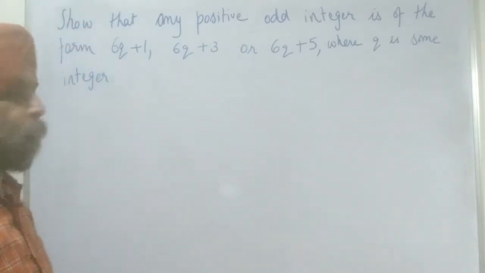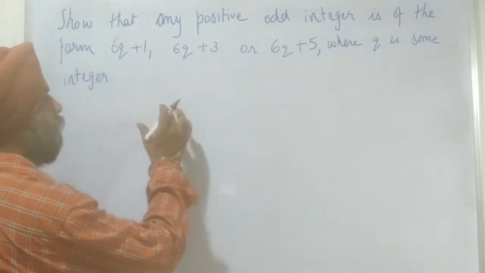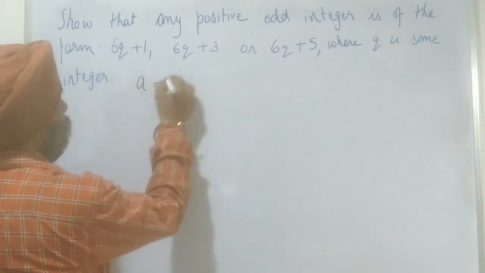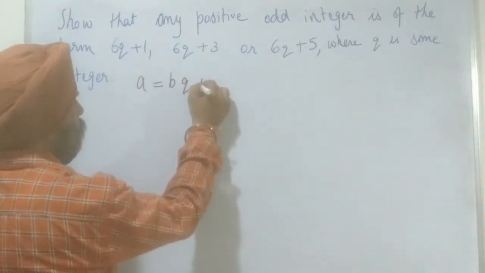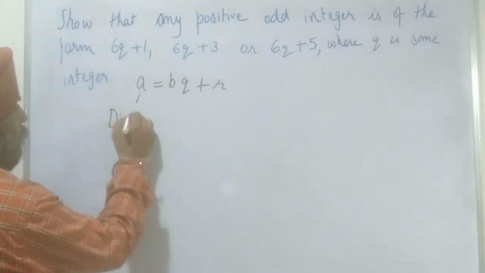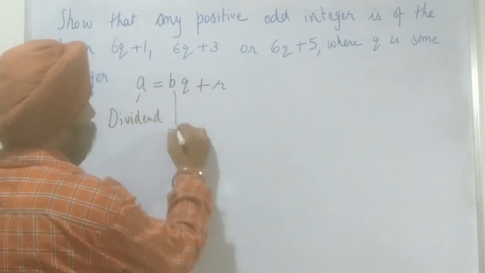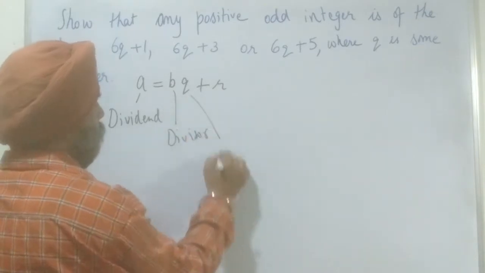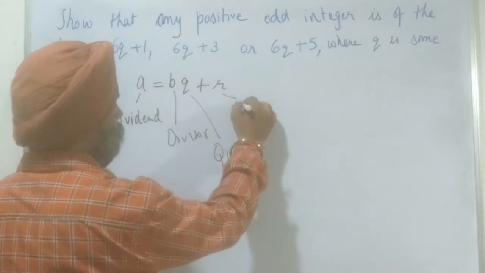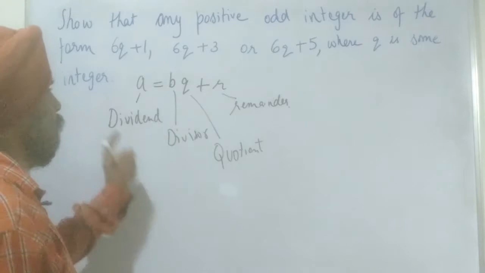So first of all we want to discuss some basics. Basics are that we need to take any odd integer and put it in the form of a = bq + r. देखिए, a is the dividend here, right? A is dividend here, B is divisor here, okay, and Q is quotient, and R is remainder.